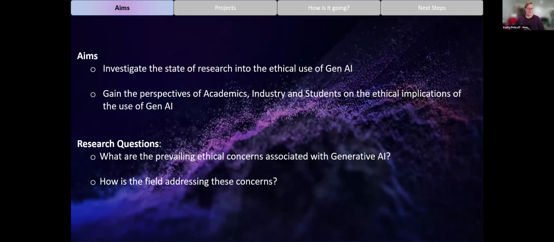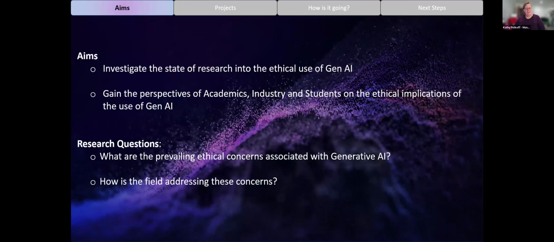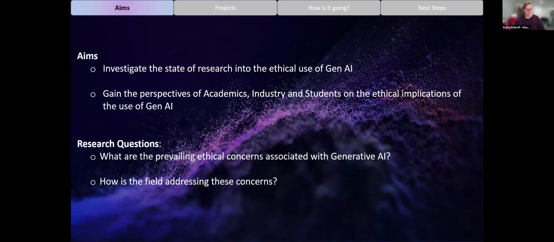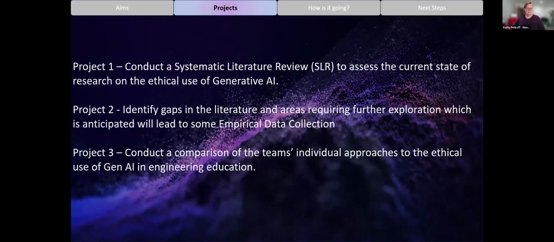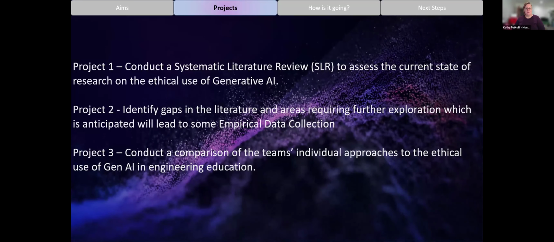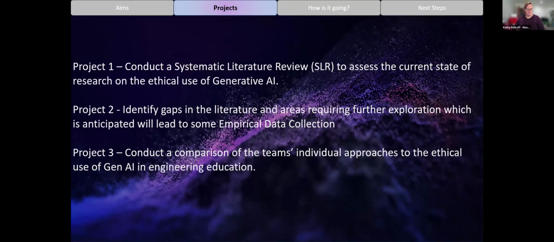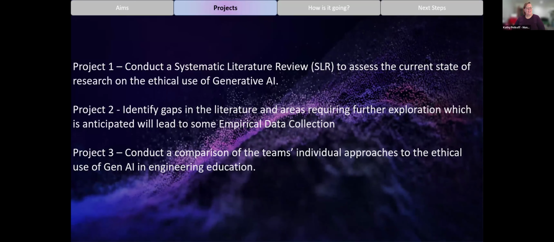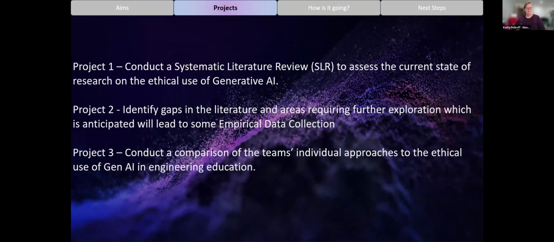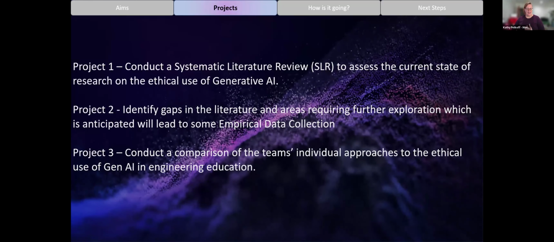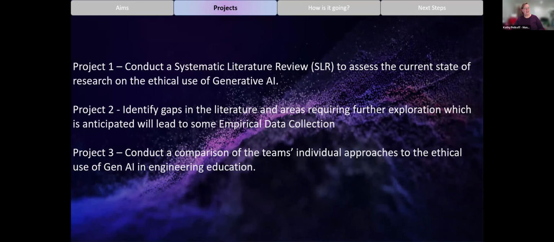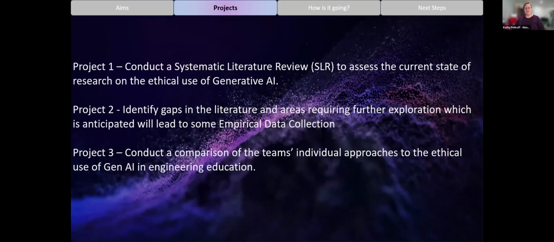We started with thinking about what the concerns of generative AI are as far as ethical issues are concerned, and how we might be addressing these sorts of issues throughout our field. Next slide, please, Zach. So the project itself, we started with a systematic literature review, and we thought this was probably the best place to start to find out exactly what's happening in the universe at the moment. Then we looked at the gaps to see whether we could do any further exploration, and then we wanted to do some comparisons between how we think the ethical use of generative AI should be and how we're actually using it.